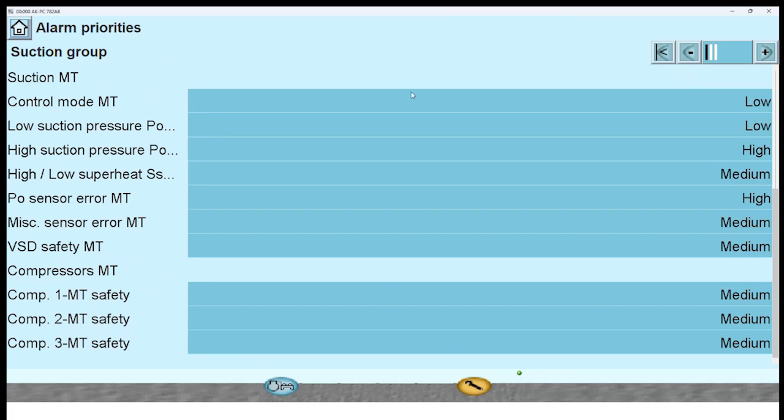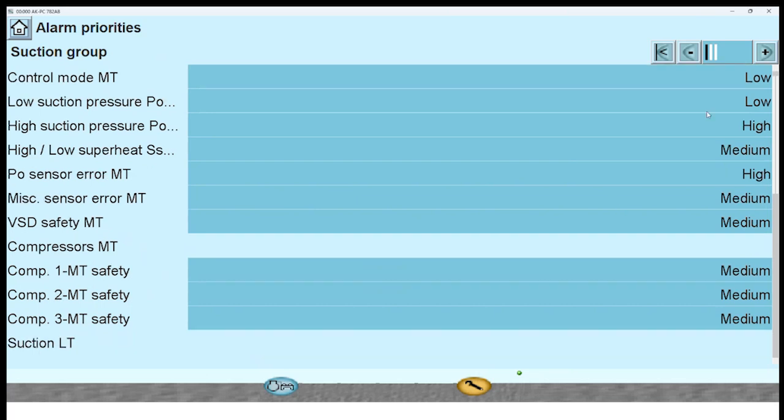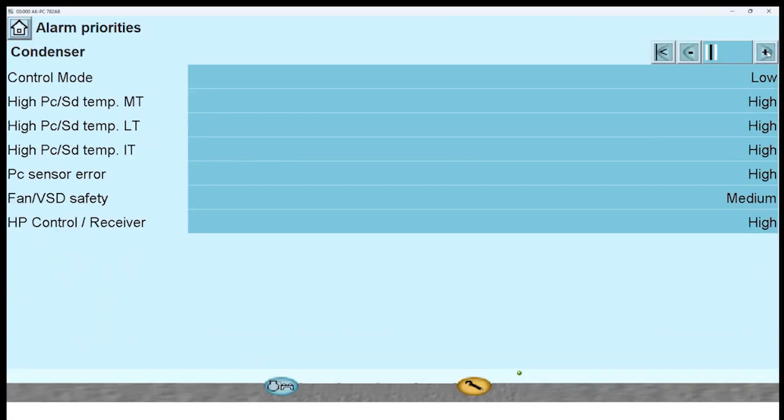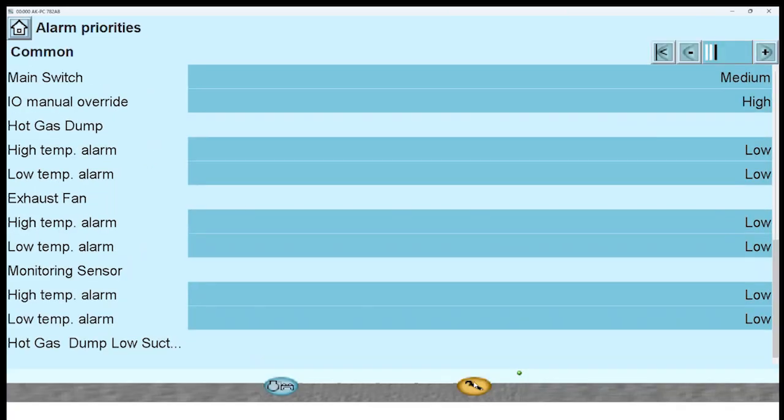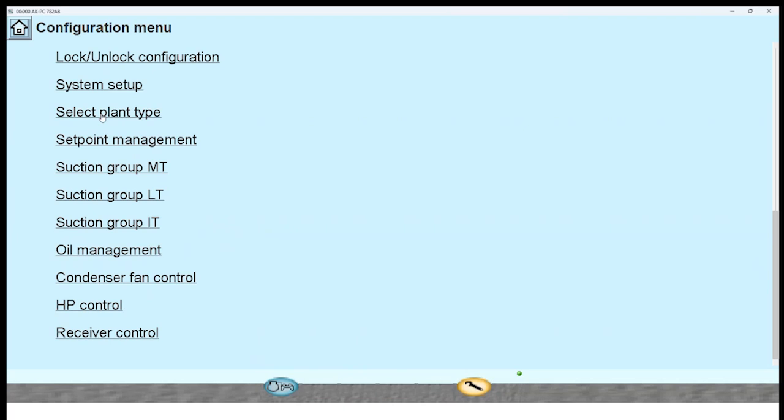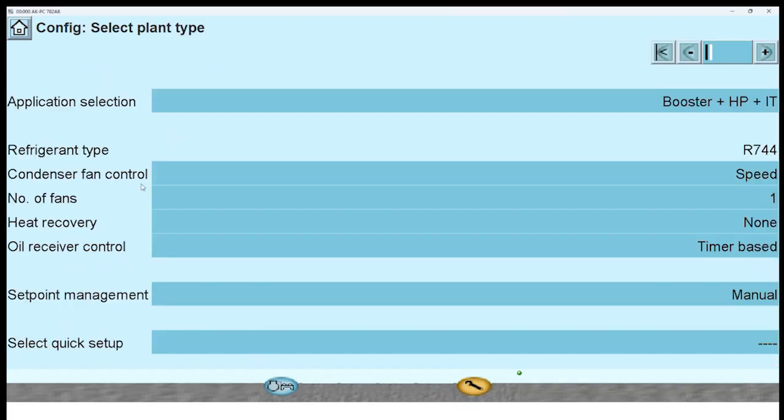Now, low, medium, and high have no effect on whether or not the alarm will generate or be passed to the system manager. The only usage of the low, medium, and high for all these alarms, and you can see there's multiple pages to filter through here, only comes into play if we go back into our plant type.